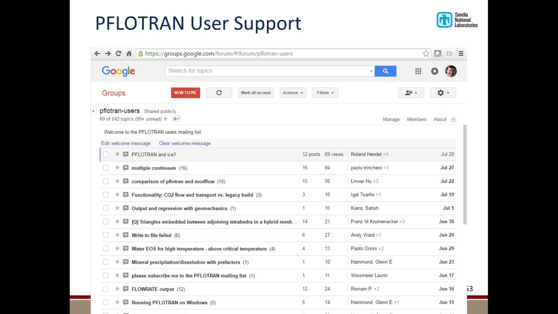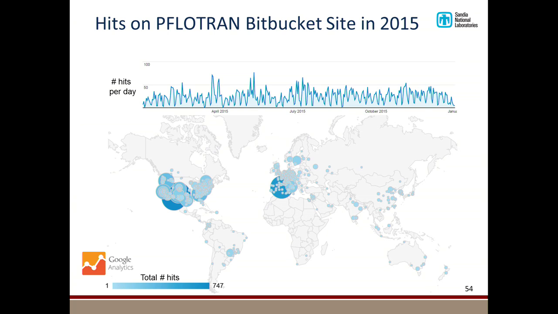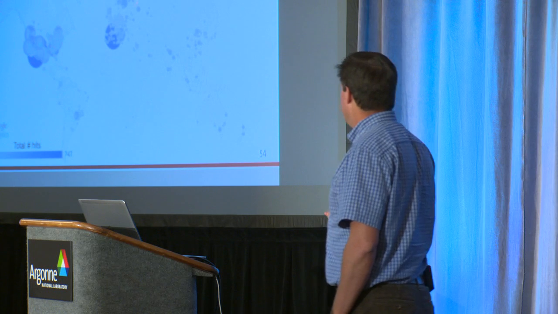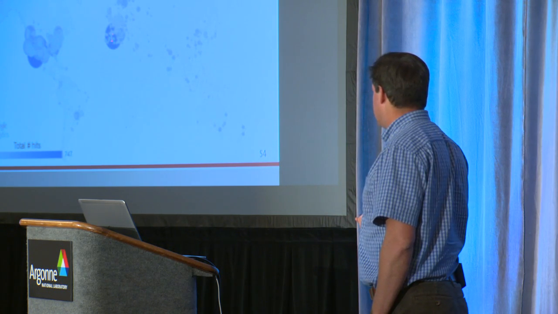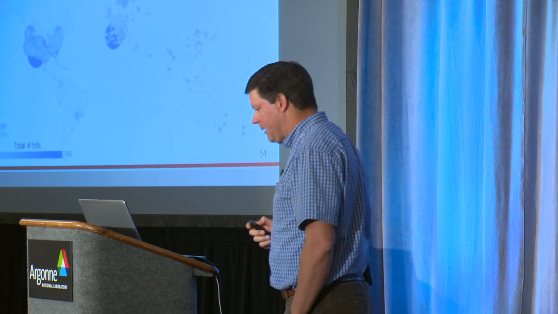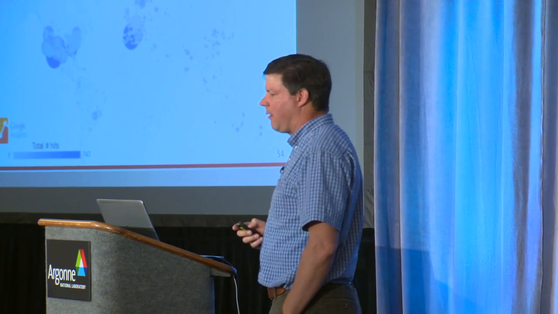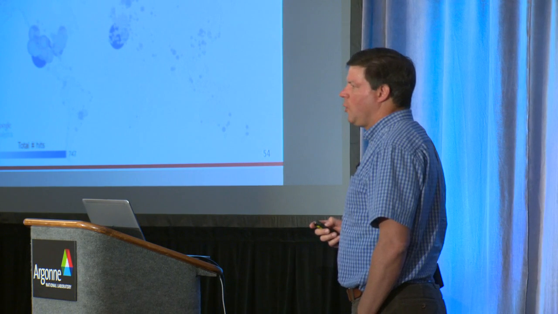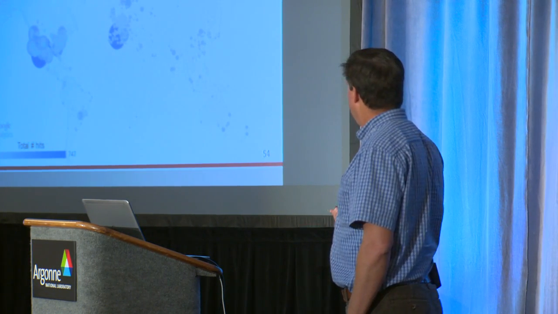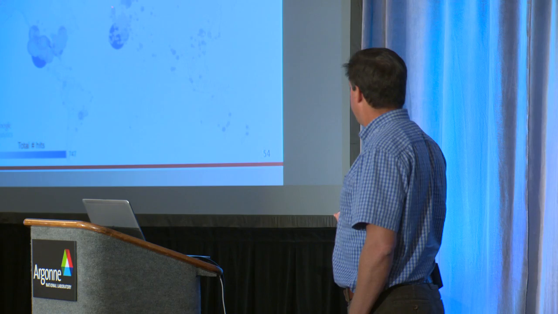User support, I mentioned Google Groups. Here's our mailing list. This is our Bitbucket. This is the Google Analytics map of the hits on the Bitbucket site in 2015. Most of the users are at national laboratories in the United States. There's a few at universities, major users at universities. This is a private consulting firm, Amphos 21, out of Barcelona. They have a GUI that's wrapped around PFLOTRAN, and they also support it heavily for nuclear waste disposal in Europe. And then my buddy Paulo up here in Edinburgh, Scotland.